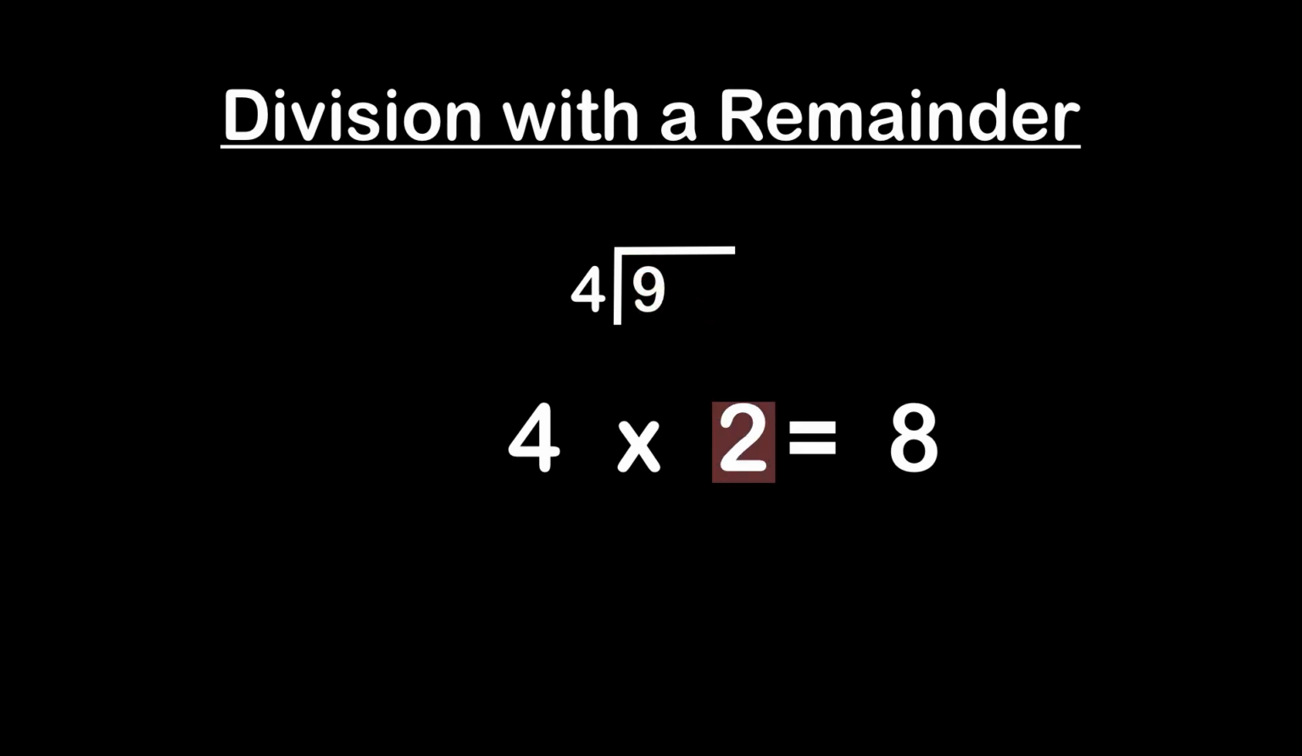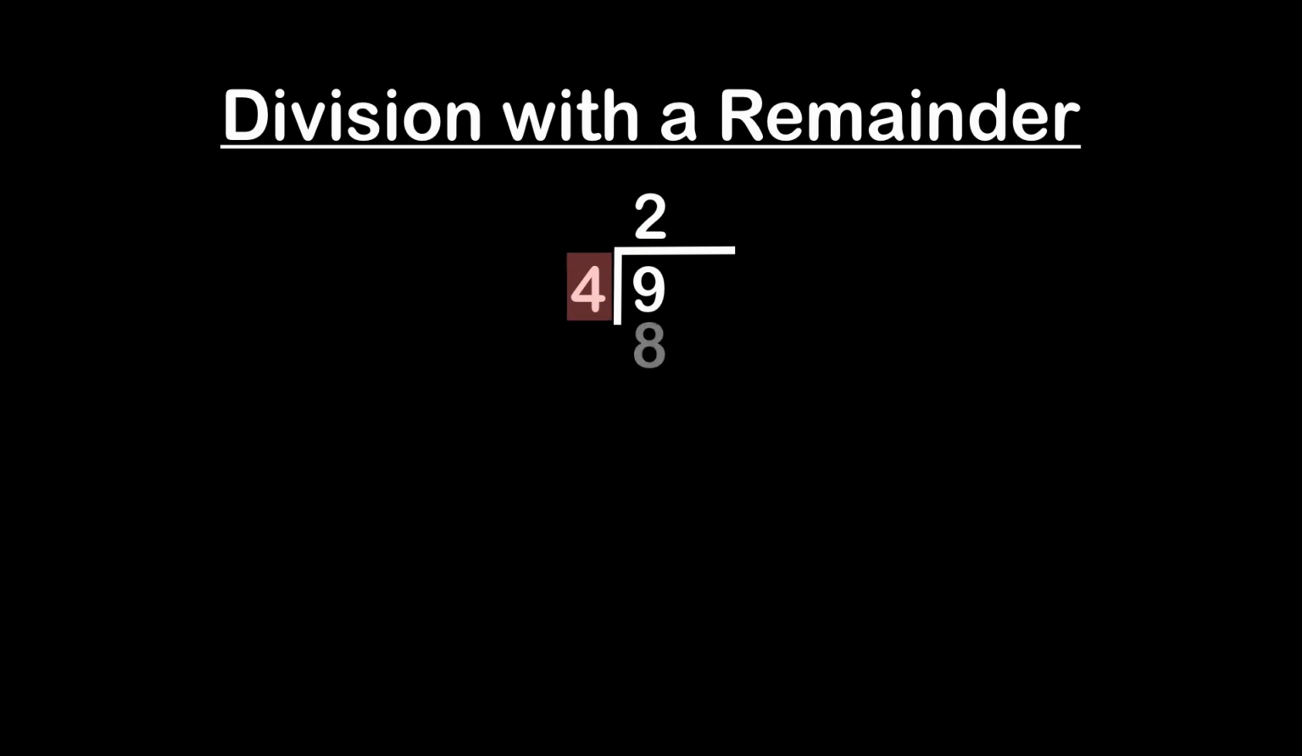4 goes into 9 2 times. Great. But there is one more step we have to do in order to check that this is the correct answer and if there's a remainder or not. So we do just as we did at the end of our previous video. We check with multiplication and subtraction by asking ourselves, 2 times 4 equals 8. We place that 8 under our 9 and we subtract. 9 minus 8 equals 1. And this tells us we have a remainder of 1.